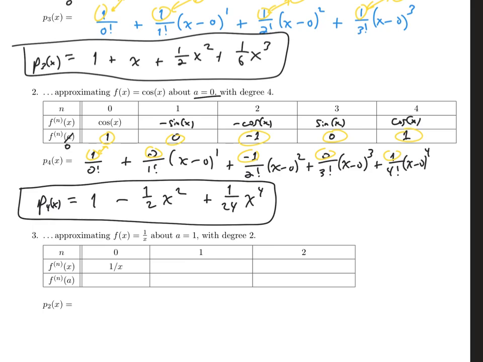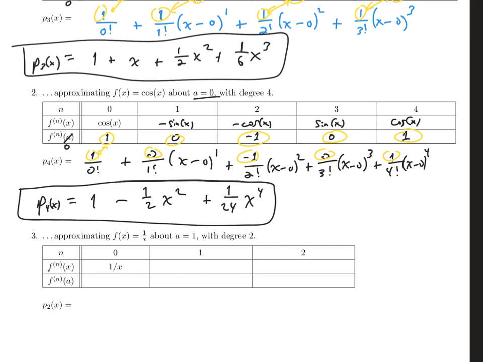Again, you might want to pause the video to see if you can do it. But remember, the second row is just taking the derivative formulas. The third row is evaluating those. Notice here that there is a difference, that my center here, my a, is equal to 1. So here I'm evaluating my derivatives at 1 and not at 0.